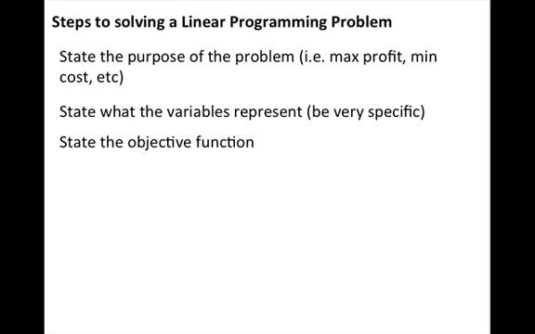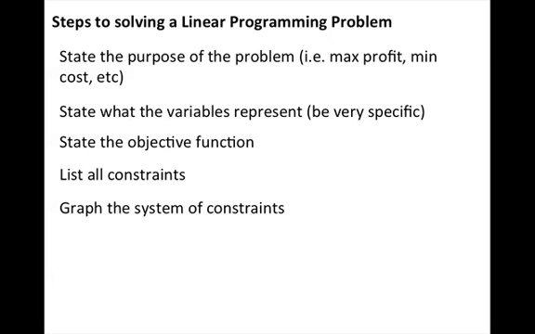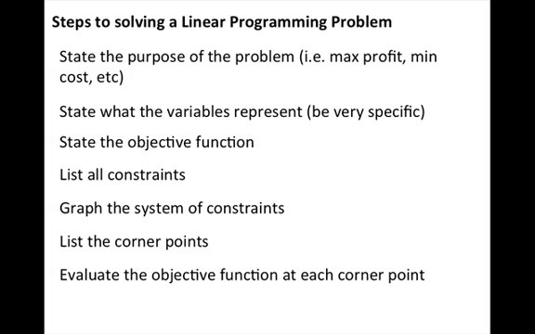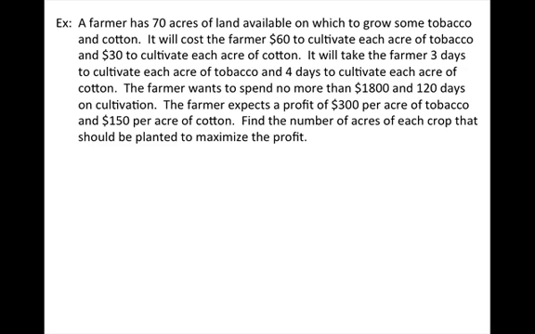Next, we state the objective function. Then we list all of our constraints. We're going to graph the constraints. Using the graph, we're going to list the corner points. We're going to evaluate the objective function at each corner point. We're going to plug the corner points into the objective function. And then finally, in words, we're going to state what the solution is. So let's look at a few applications.